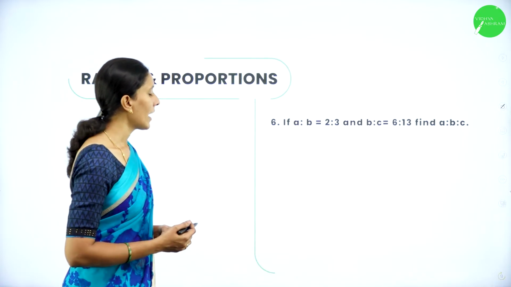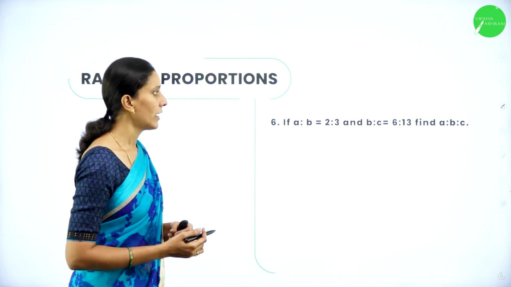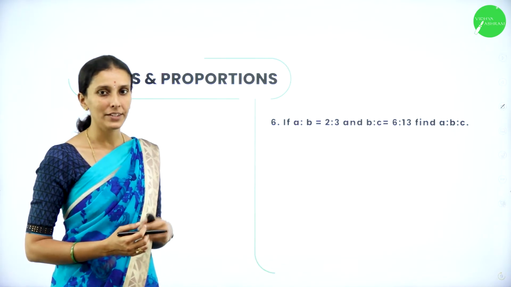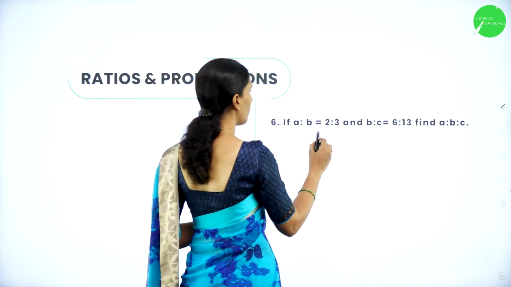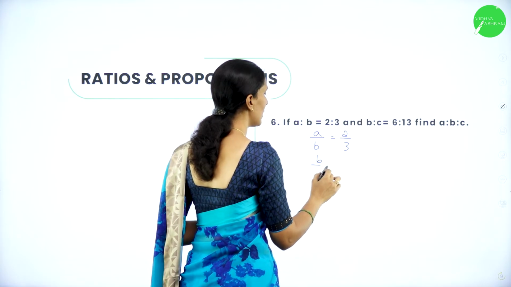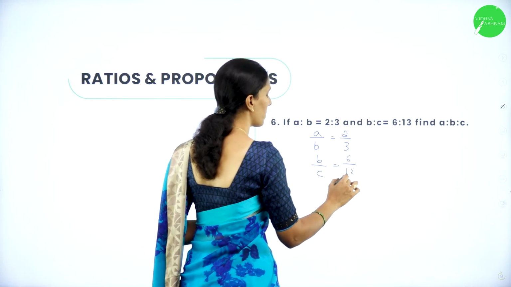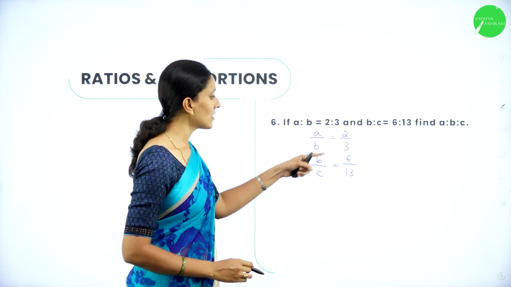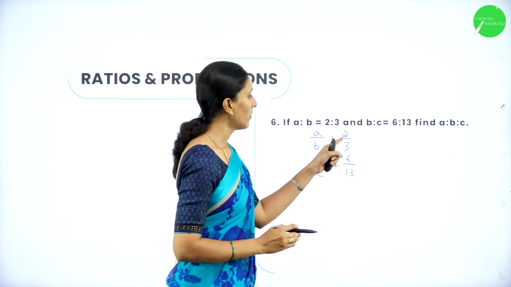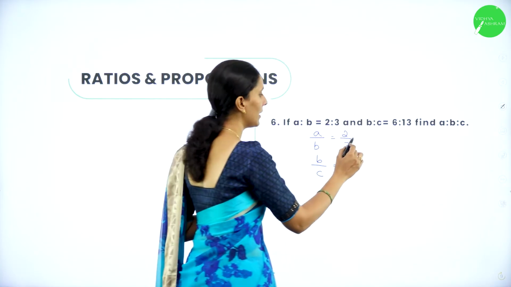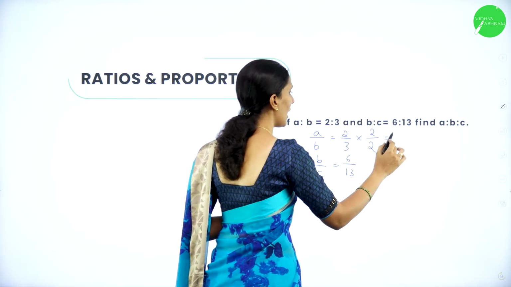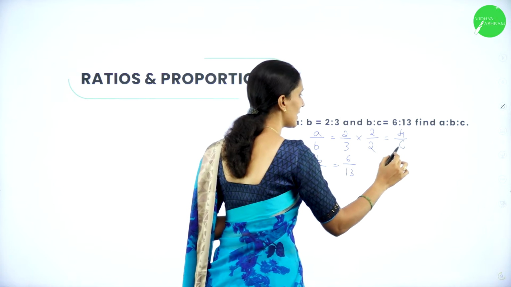Next we have A is to B is equal to 2 is to 3. B is to C is equal to 6 is to 13. Find the value of A is to B is to C. So first let me see what is A by B. It is 2 by 3. And what is B by C here? It is 6 by 13. So see here, B is different in both the cases. So you have to make it the same. So for this, for the first ratio, I'll multiply 2 for both, so that A is 4 now and B is 6 now.